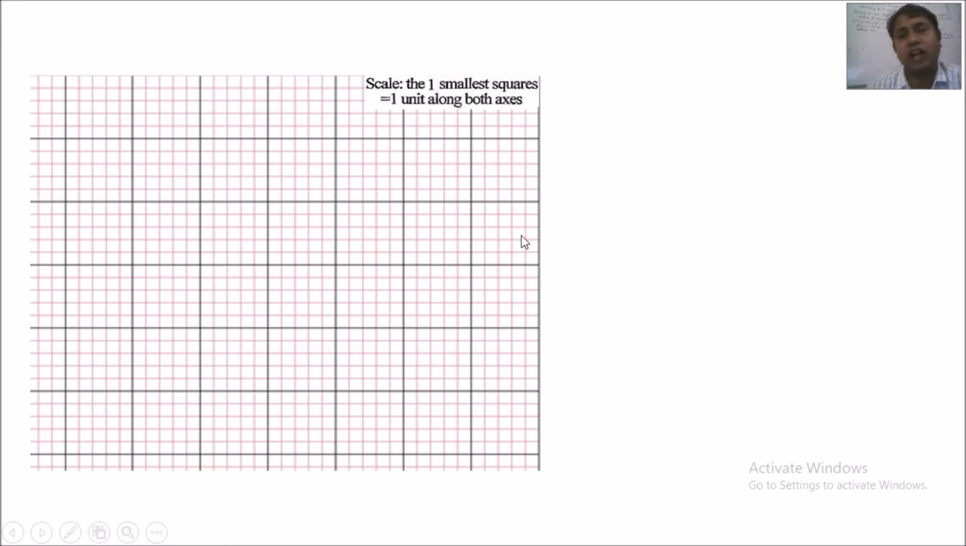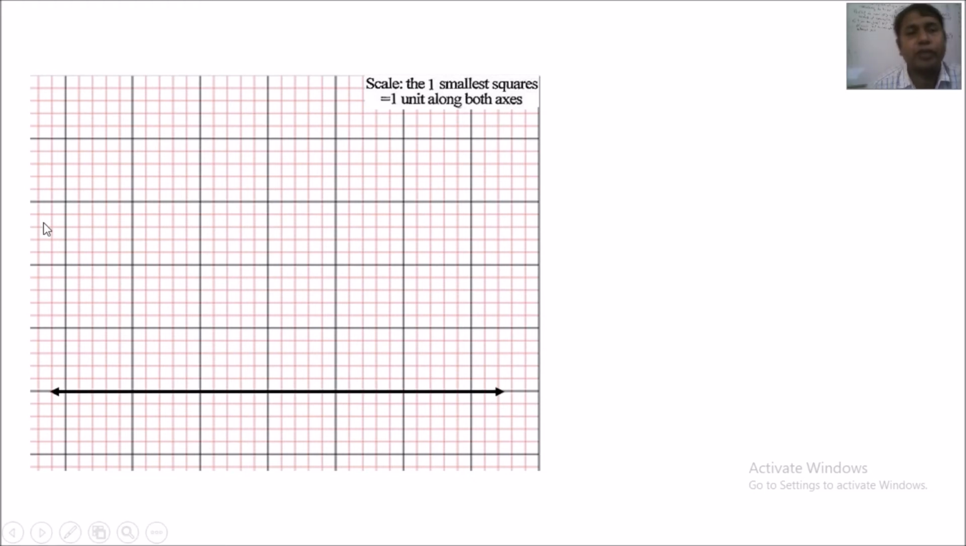So this is our graph paper. You can see like this. You will get a graph paper in the examination hall. They will provide it to you. You don't need to bring it. So on this type of graph paper, at first we have to take the scale. One small square equals 1 unit along both axes. Both axes means, in a graph paper when we draw two lines perpendicular to each other, there will be two axes. One is the x axis and another one is the y axis.